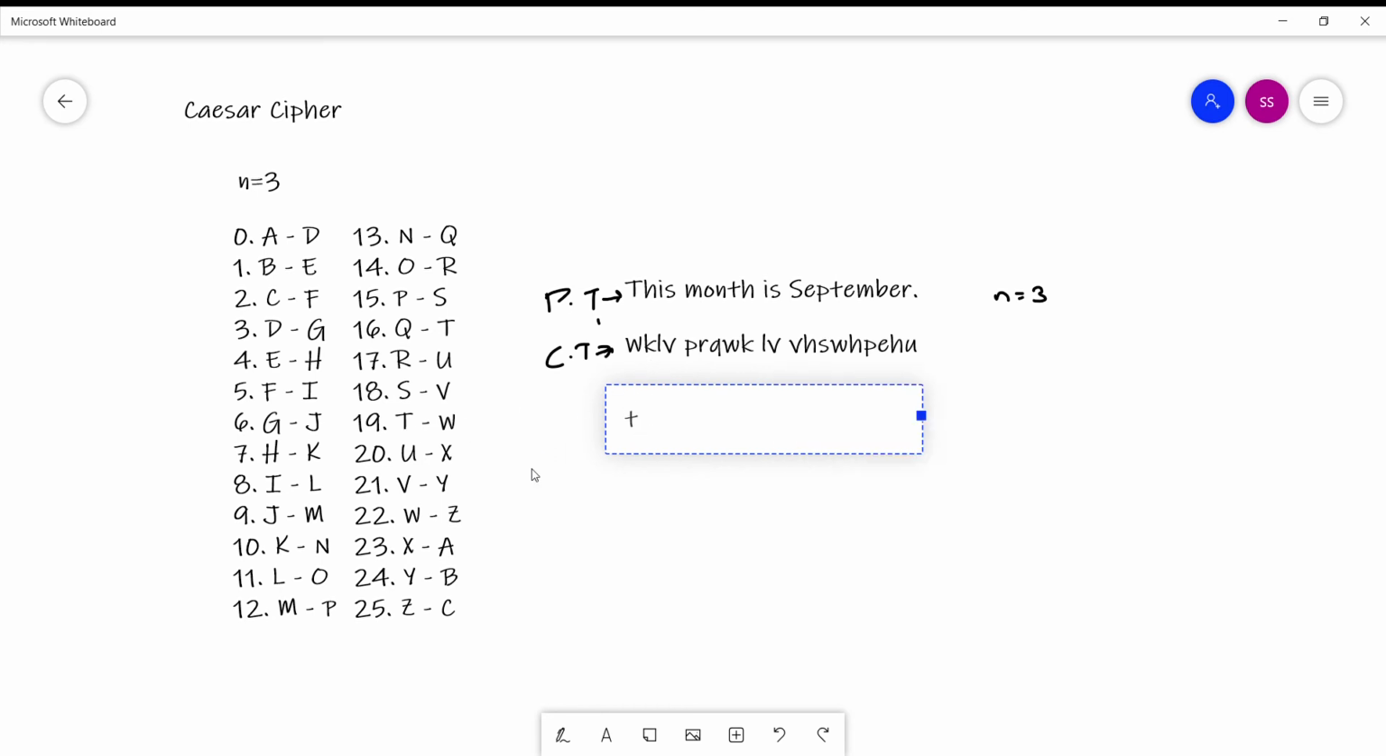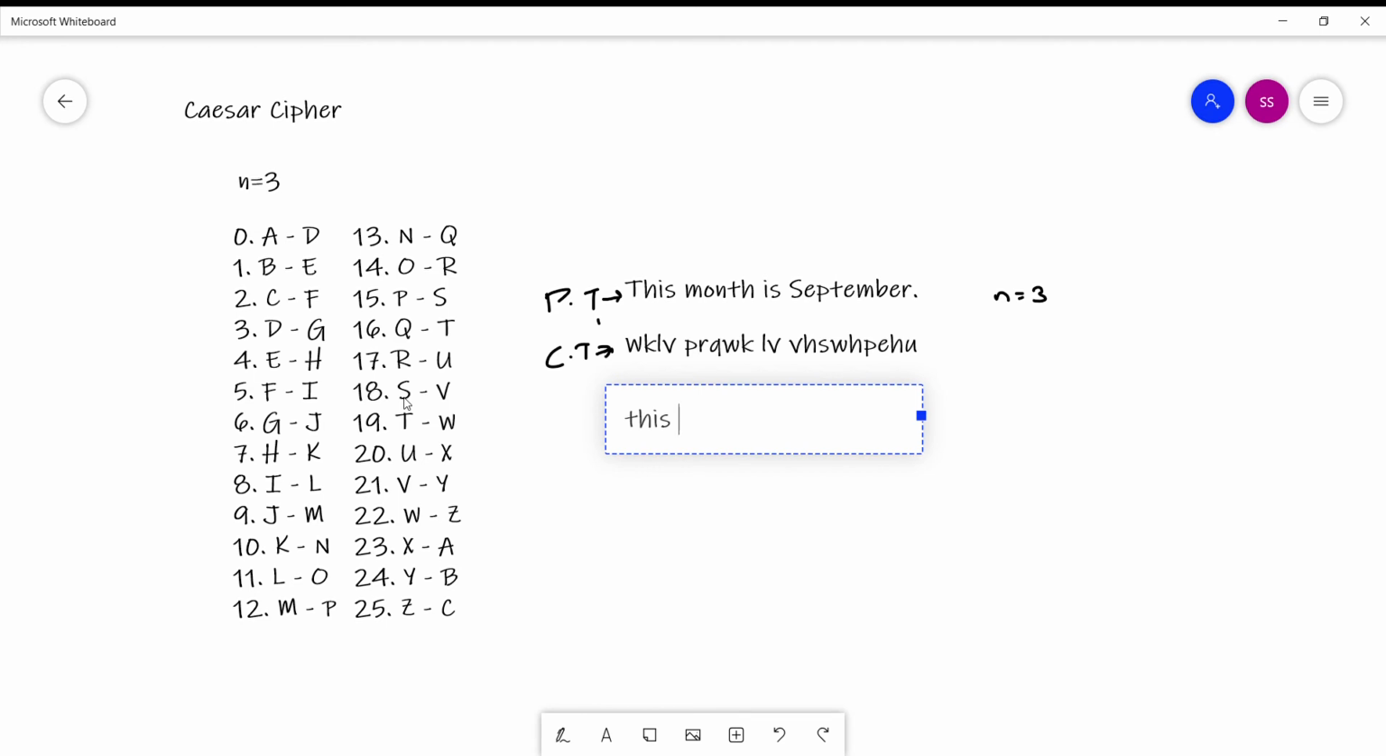Then K. So K is here. K came for H. So H. Then there is L. So L came for I. So this is I. And this is V. So V came for S. So this is S. So here we understood how we are converting back the ciphertext to plain text. This is one way of solving it.